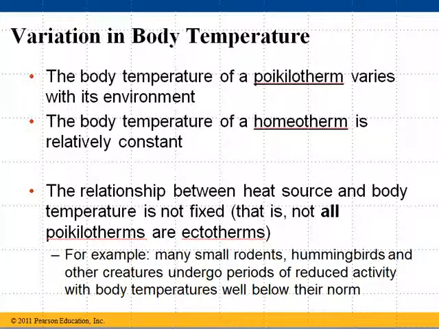The relationship between the heat source and the body temperature is not necessarily fixed. That is, not all poikilotherms are ectotherms. For example, a lot of small rodents, like small mice and small types of ground squirrels, hummingbirds, other creatures, undergo periods of reduced activity, which we're going to talk about later, called torpor, and with that reduced activity, their body temperatures can fall well below the norm. So they are endotherms, but sometimes they act as poikilotherms. In other words, their body temperature does vary with the environment.